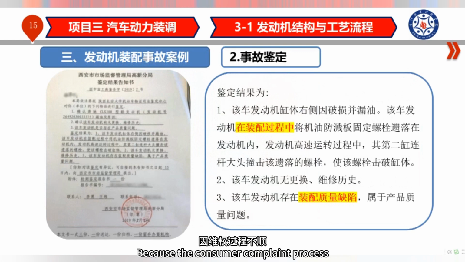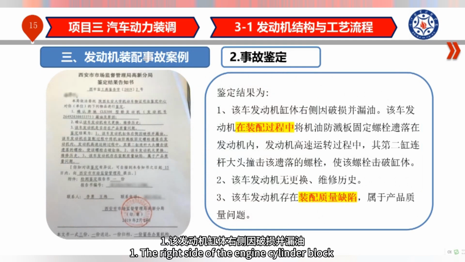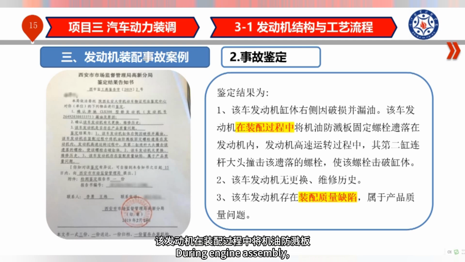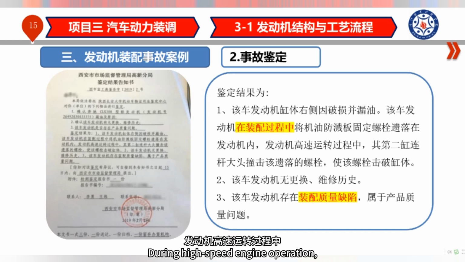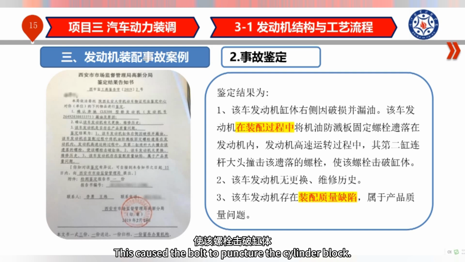Because the consumer complaint process did not progress smoothly. The final appraisal by an authorized institution concluded that, first, the right side of the engine cylinder block was damaged and leaking oil. During engine assembly, a fixing bolt of the oil splash guard was left behind inside the engine. During high-speed engine operation, the big end of the number 2 cylinder connecting rod struck the misplaced bolt. This caused the bolt to puncture the cylinder block.